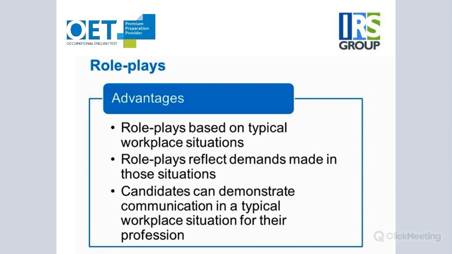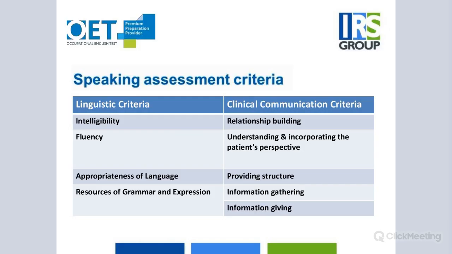So let's look at what criteria are assessed when you do your speaking. There are two criteria. The first one is linguistic criteria, and the other is clinical communication criteria. These are the two criteria that OET is assessing when you are doing your speaking. Let's look at the linguistic criteria first. The first one is intelligibility.